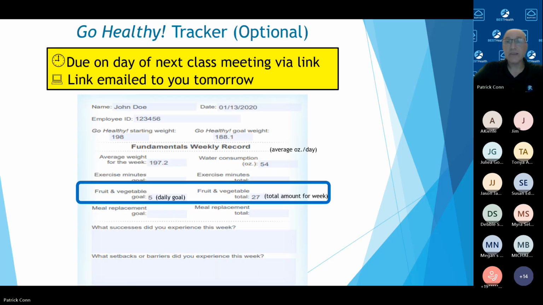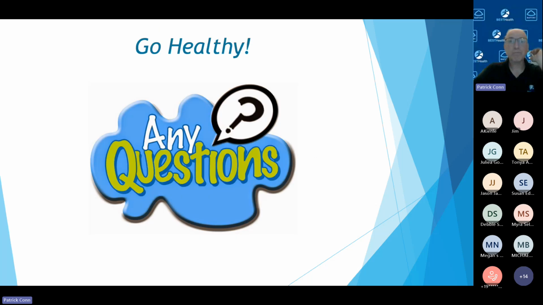And tomorrow I will email everybody that optional tracker if that's what you want to keep up with. And you're going to see on that optional tracker that it's going to add the targeted fruits and vegetables. And also, in about 1 to 2 days, once I get this recording transferred over to a YouTube recording, I will send it out to everybody so you can view that.